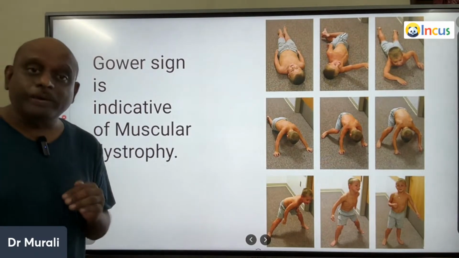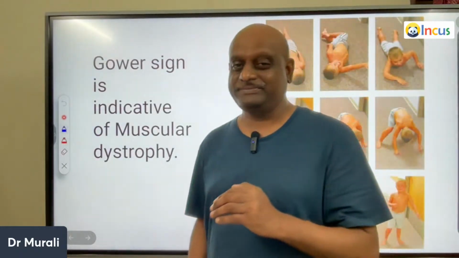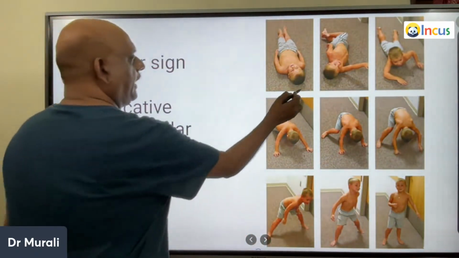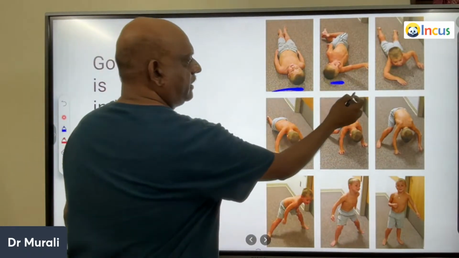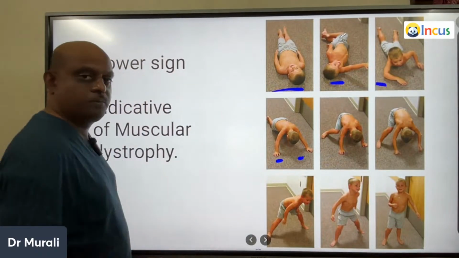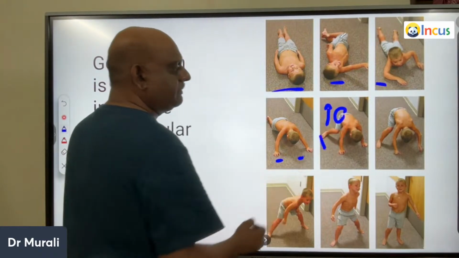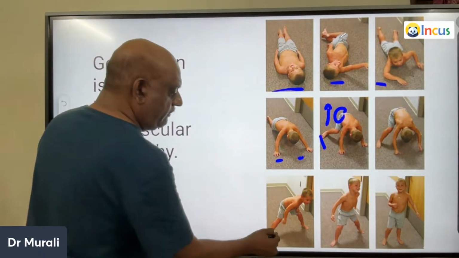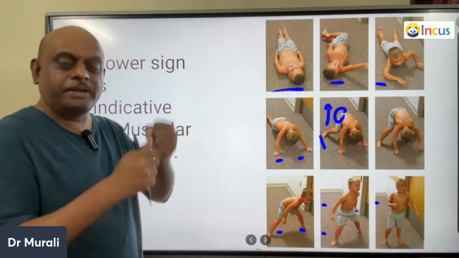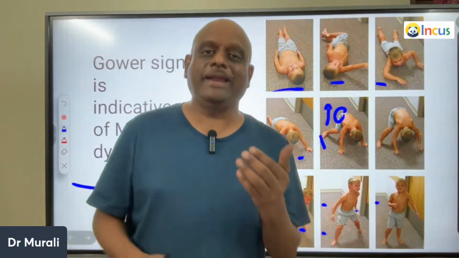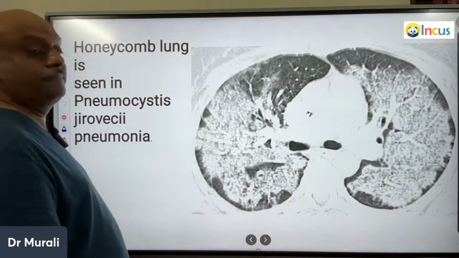Now, this is called the Gower's sign. So where do you see Gower's sign, doctor? Whenever there is any muscular dystrophy. The child is lying down, and when you ask him to get up, first he will turn, then he will use both his limbs, then he will raise his back because of the proximal muscle weakness. Then slowly he will get up. As such, he is climbing up his own body, which is called the Gower's sign, which is the classical feature in case of muscular dystrophy.